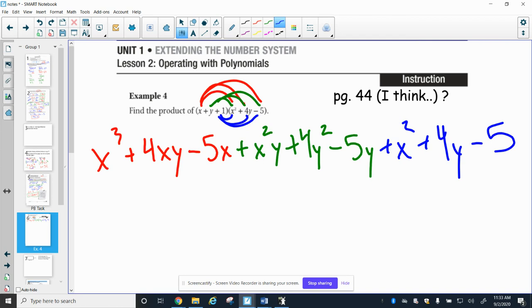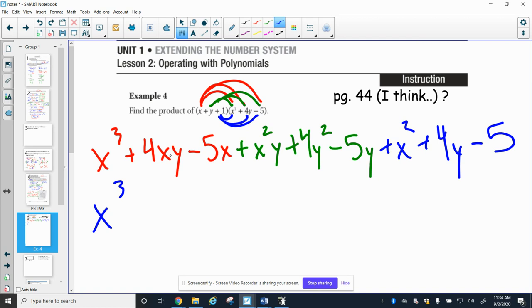Now we've got to really look carefully and see if we have any like terms. You're probably thinking, how do I do standard form with multiple variables? We're just going to still put our highest power first, so we're going to keep this x to the third in front. But you are correct that there really isn't a standard form since we have x's and y's here. So we're just going to go term by term and see if we have any like terms.